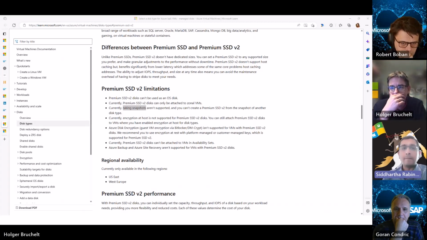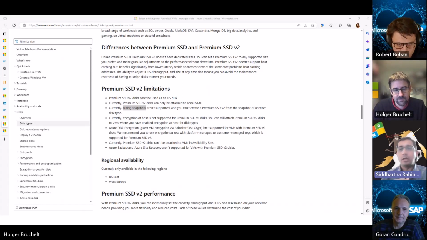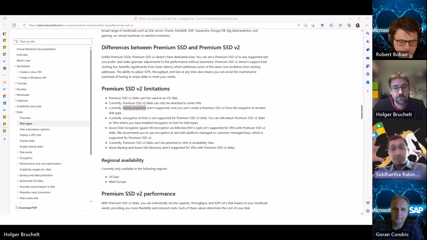We should see live resize, online resize, etc. also coming up at the later part of this year. The key features we're looking at, around snapshots or AV sets, especially for SAP customers who are still on AV sets, you should see all these things light up. One thing to also note, which we'll talk about a little later, is that the entire AV set construct is shifting. We are moving towards what we call VMSS Flex, virtual machine scale set.